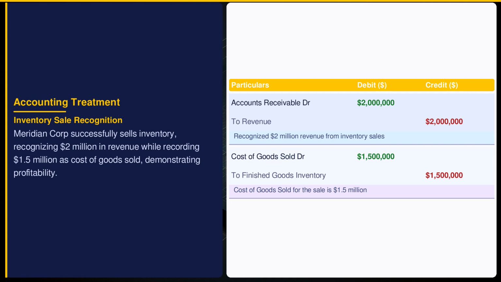Recording sales and cost of goods sold aligns with revenue recognition standards, ensuring revenue and expenses match. By recognizing revenue and corresponding expenses, Meridian's financial statements reflect true profitability. The $500,000 gross profit showcases effective inventory management and sales strategies.